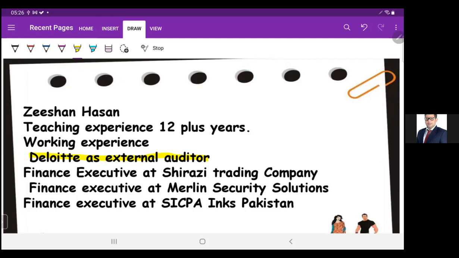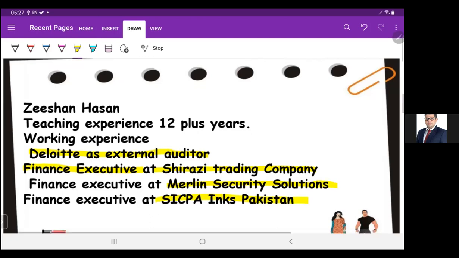Also, I have worked as a finance executive at Shirazi Trading Company here in Pakistan, as a finance executive at Merlin Security Solutions here in Pakistan, and also at one of the Swiss-based multinational organizations, again as a finance executive, SICPA Inc., Pakistan.